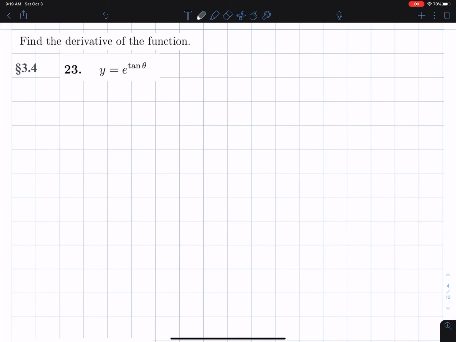Okay, in this video we're finding the derivative of this function, and the way we're going to do that is we're going to use the chain rule. So we use the chain rule. Now, how does the chain rule work?